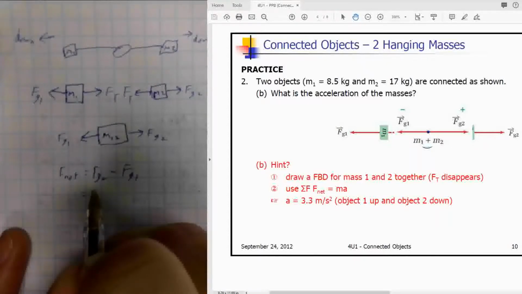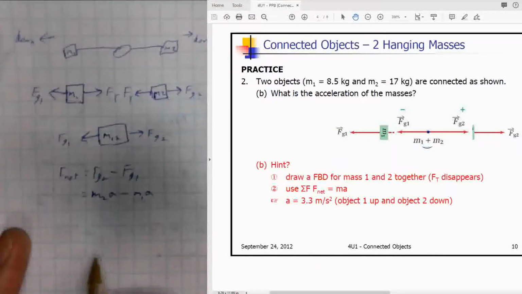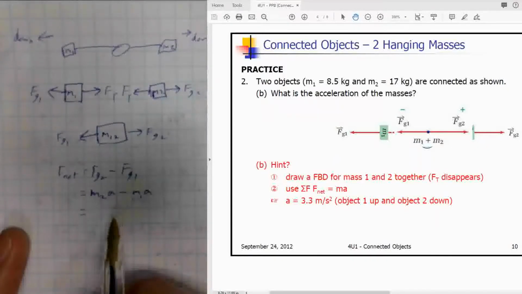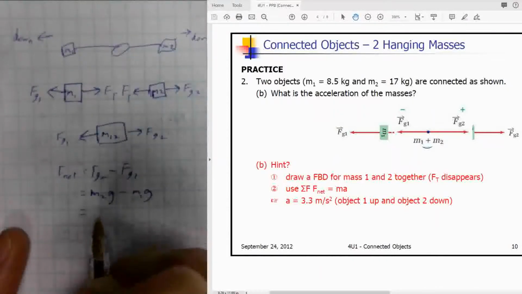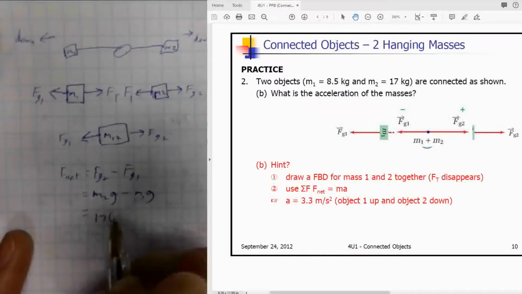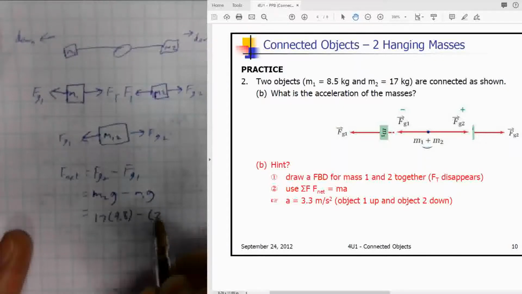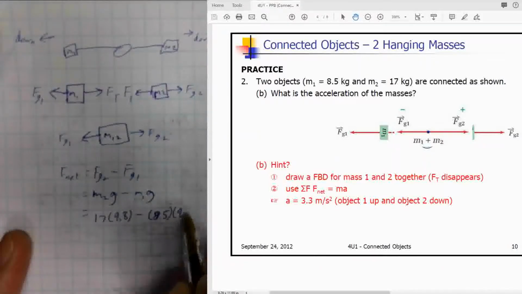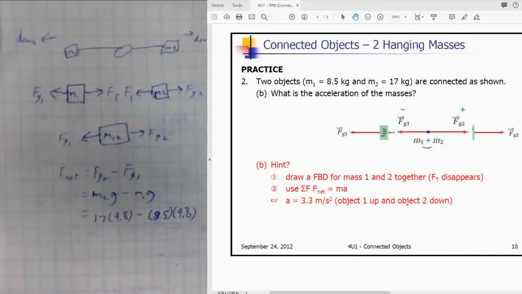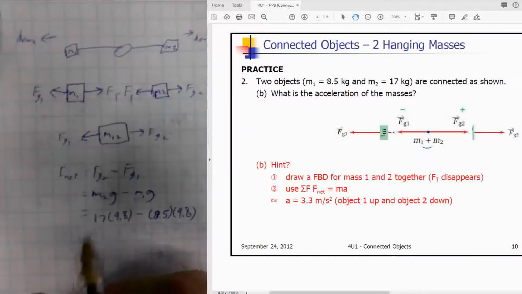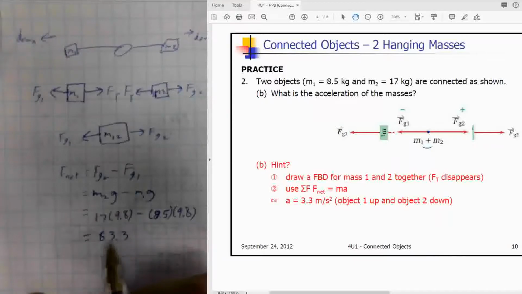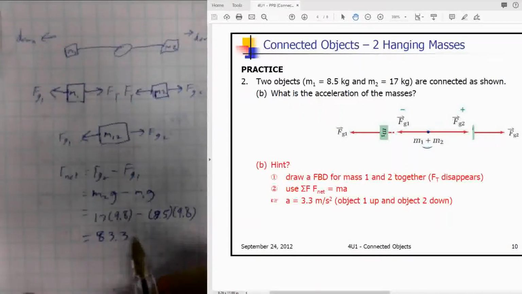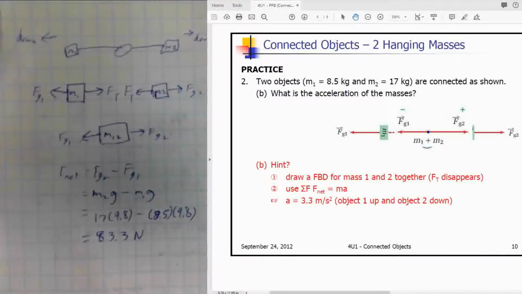That's going to be M2 times A minus M1 times A. And this A is the acceleration of gravity, so I guess I'll change that to G so we don't get confused. This is a 17 kilogram object times 9.8 minus 8.5 times 9.8. I didn't work this calculation out beforehand, so I'll just do it quickly. 17 times 9.8 minus 8.5 times 9.8 will be, I'll keep all of the extra decimals here because we're still in the middle of a problem. We're not doing our final reporting. So it's 83.3 newtons.